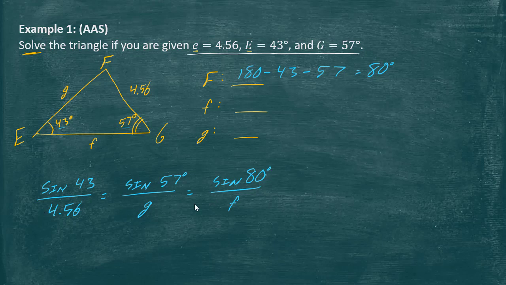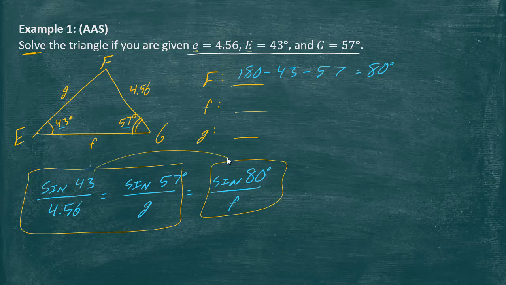And now I should be able to pick any pair of those. I'm going to go ahead and pick these 2 to start, and then after that I'll take the original one and that one and basically set up those 2 proportions and solve. So if I go ahead and do that off to the side here, I'd have sine of 43 over the 4.56 should equal the sine of 57 over G. And now it's just solving a proportion, which hopefully we've learned in a prior class.